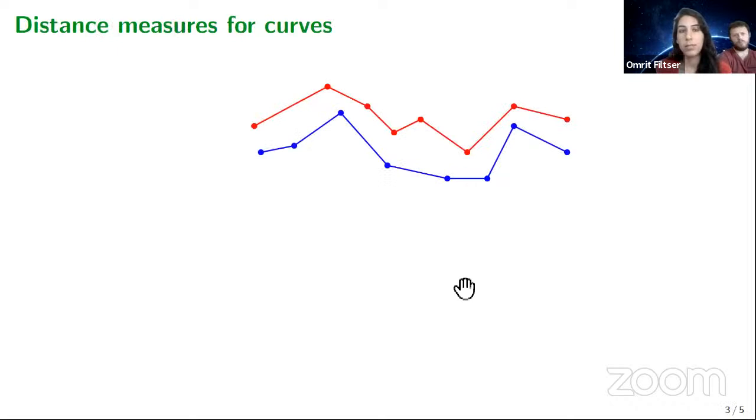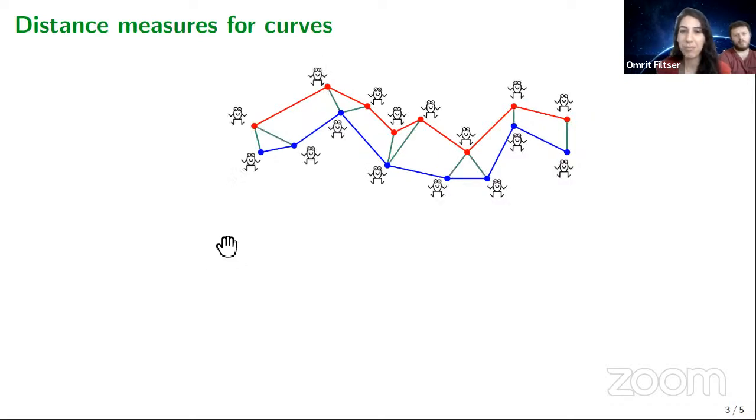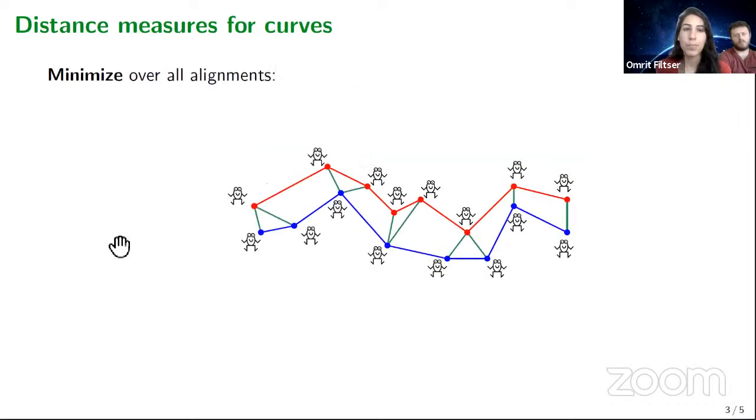So the distance measures that we consider are all around this curve alignments. I will not really explain, but you can see what it means from this short animation. Specifically, it can be general, but we consider two main distance measures.